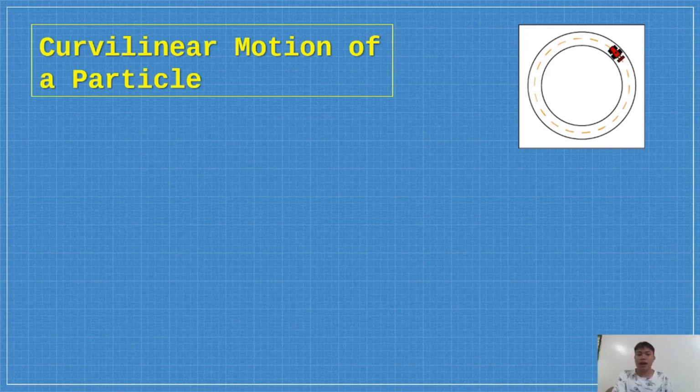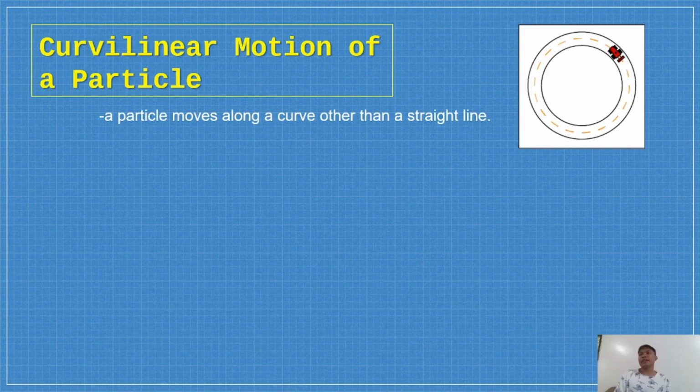Now, we are done with the first part of our kinematics of a particle, which is the rectilinear motion. Let's proceed to the curvilinear motion of a particle. Earlier, the particle moved along a straight line. Here, other than a straight line, our particle is actually moving in a curve. It is called curvilinear motion, from the word itself, curvilinear. It is when a particle moves along a curve other than a straight line.